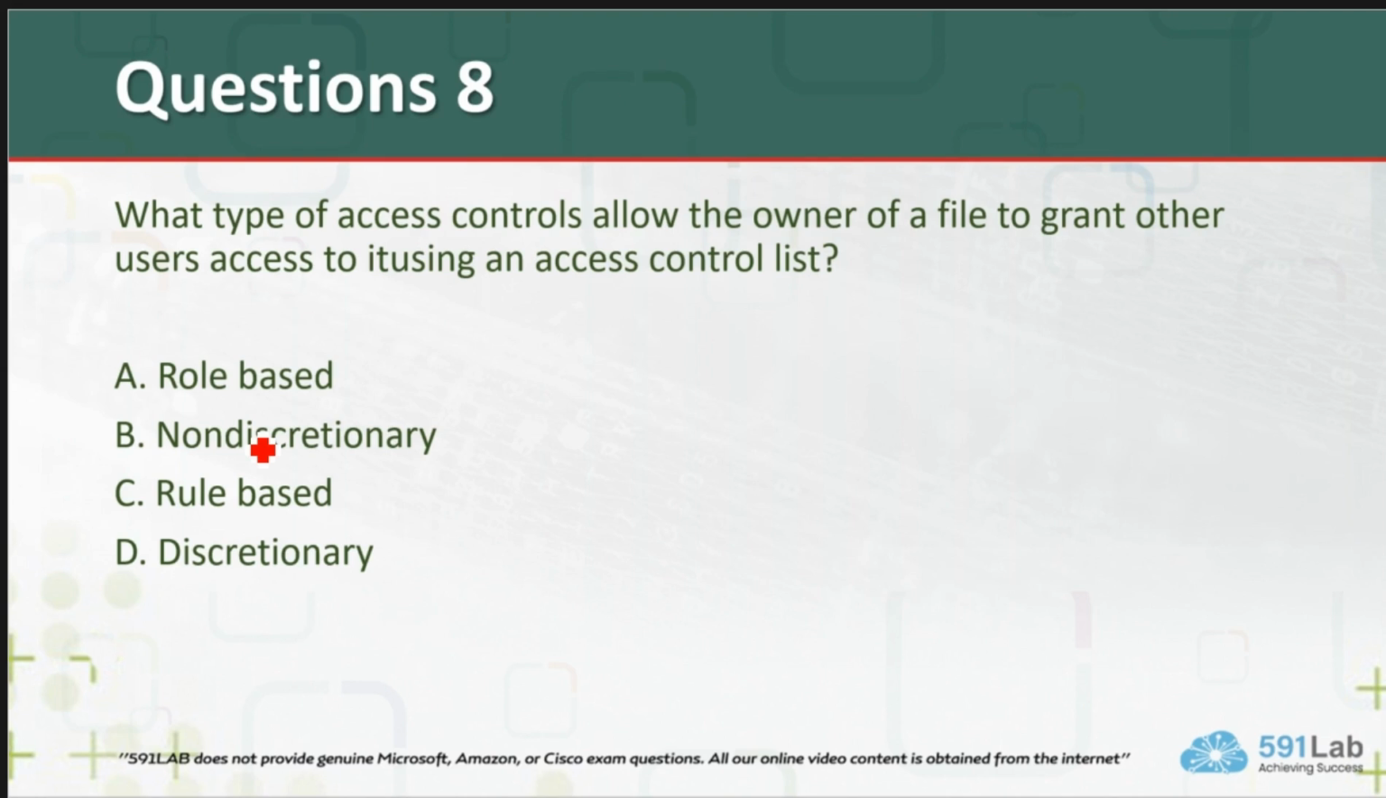Question number 8. What type of access control allows the owner of a file to grant other users access to it using an access control list? Is it rule-based, or is it non-discretionary, or is it rule-based, or is it discretionary? So again, what type of access control allows the owner of a file to grant other users access to it using an access control list?